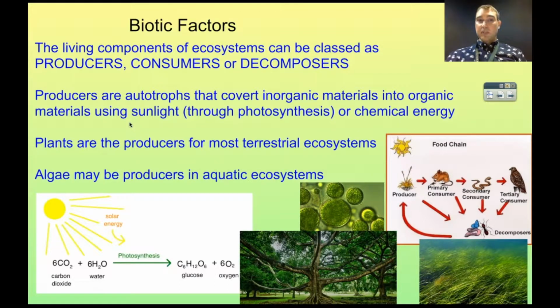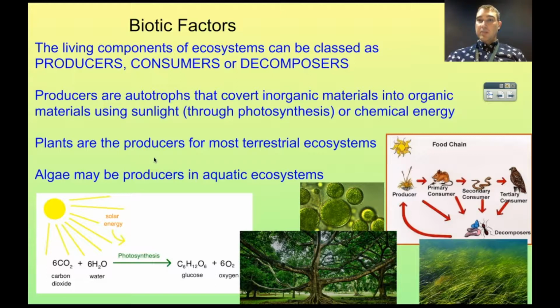Producers are autotrophs. That means auto means by yourself, and troph means eating, so they kind of eat themselves. They convert inorganic materials into organic materials using sunlight through photosynthesis or chemical energy. We're going to focus on plants. Plants do this using sunlight through the process called photosynthesis rather than chemosynthesis, which is this one over here. So in most terrestrial ecosystems, it's plants which are the producers.